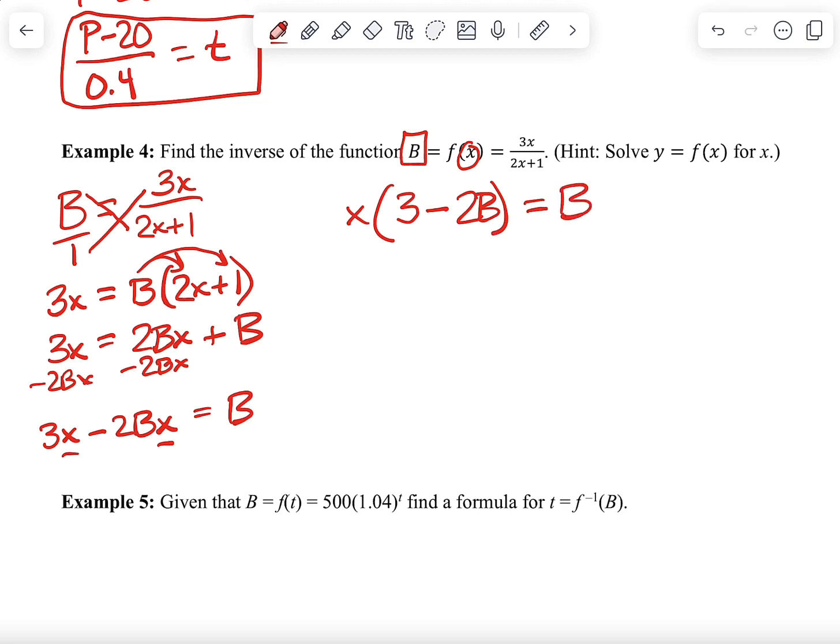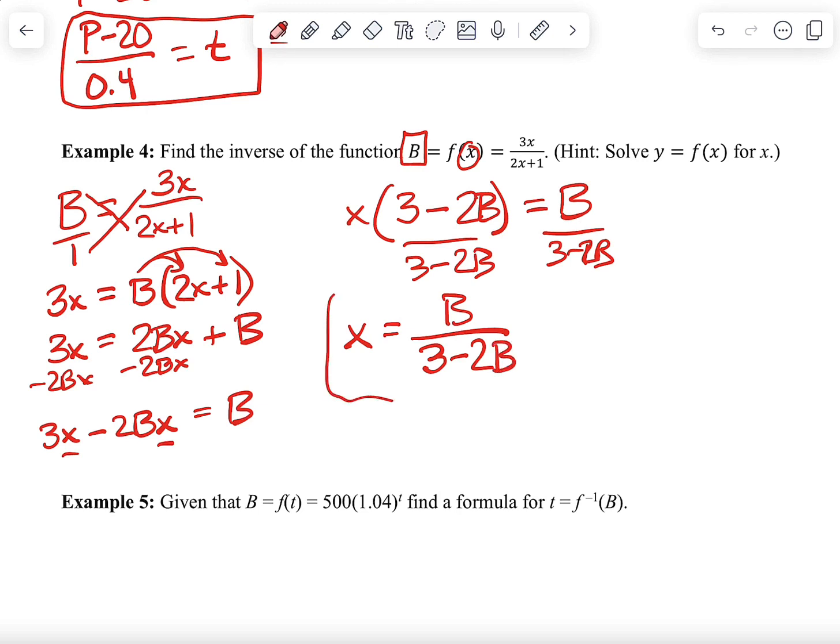And now we're one step away from solving for x. To solve for x, we just have to divide both sides by 3 minus 2b. That gives us a final answer of x equals b over 3 minus 2b. That is the inverse function. Again, remember, we started with a b equals function, and we ended with an x equals function. That should show us that we did, in fact, solve for the inverse function. We've got the exact inverse function sitting in front of us now. Success.